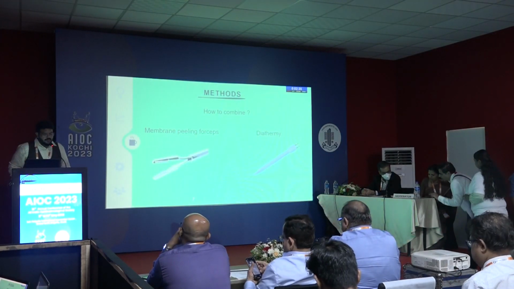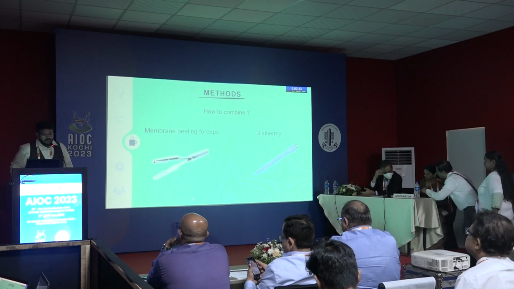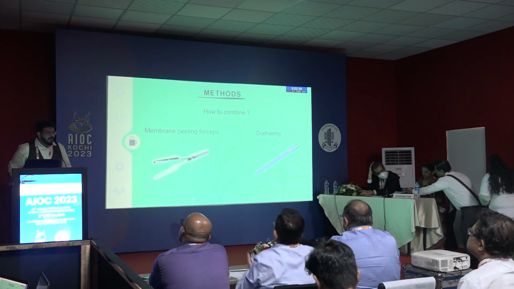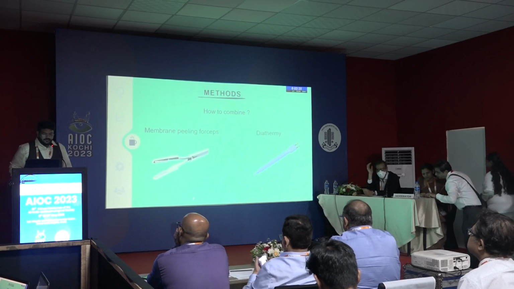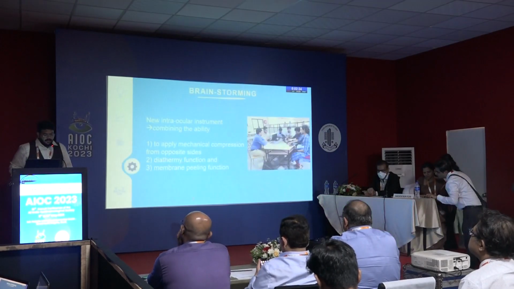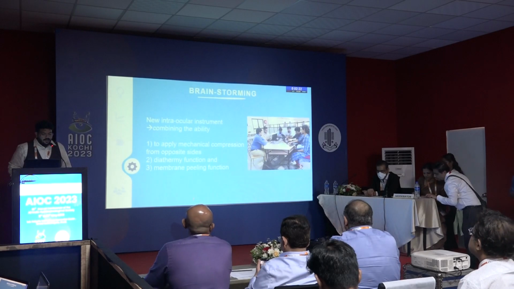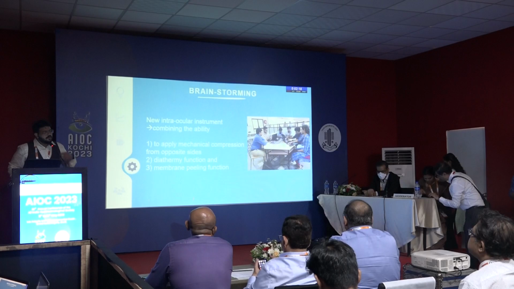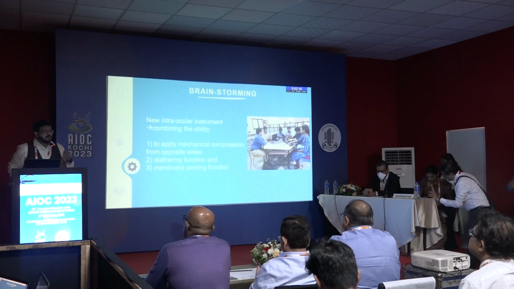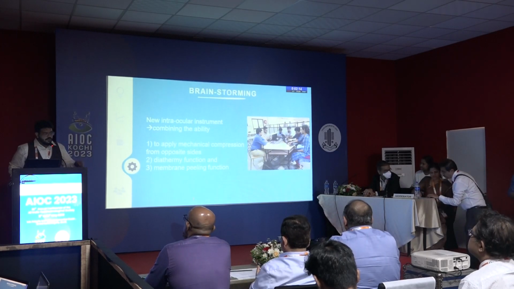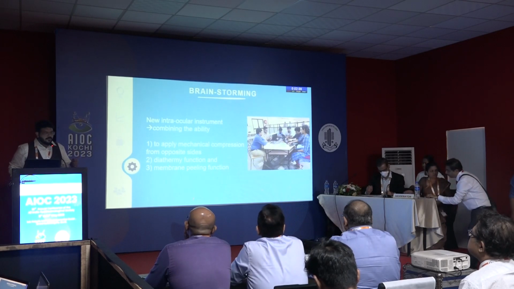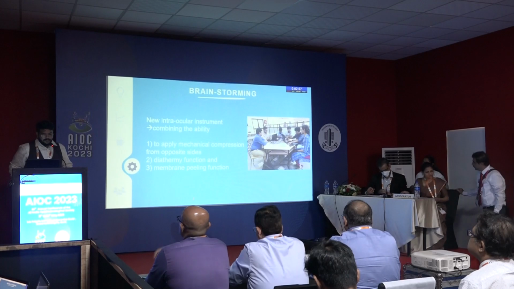So we thought, how can we combine a membrane peeling forceps with diathermy? Can I give the membrane peeling forceps diathermy ability? So with that in mind, we wanted to apply mechanical compression from opposite sides, at the same time giving it diathermy function, and it can also be used to peel the membrane. So you hold your membrane, cauterize it, and then peel it immediately. So how can you do it with one instrument when you are doing a 3-port vitrectomy?